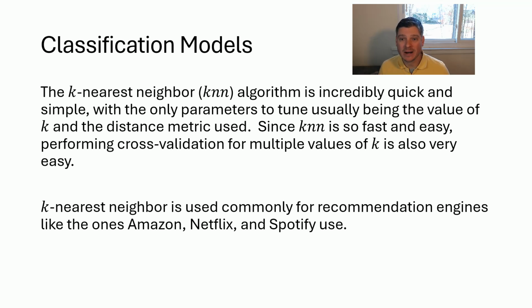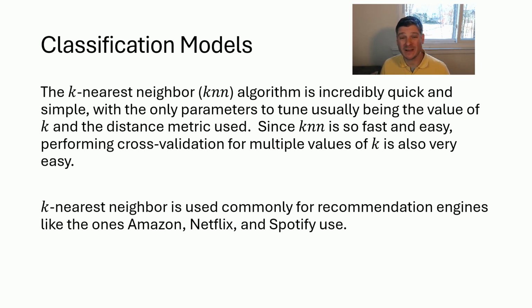Now, the k nearest neighbor algorithm is so quick and so simple, and the only parameters we have to tune are really going to be the value of k, how many neighbors we're going to use, and then our distance metric as well. Now again, typically we think of distance in terms of Euclidean distance, but remember, there's lots of other distance metrics we can use as well, and sometimes choosing a different one can actually get us better results. But what's nice is that the KNN is so fast and so easy that performing cross-validation for multiple values of k is also incredibly quick and easy, and so we can usually tune these very effectively.